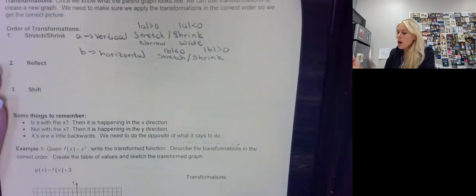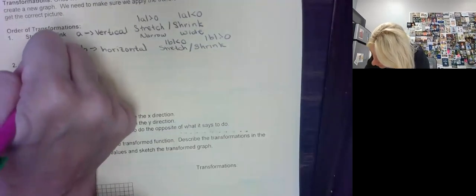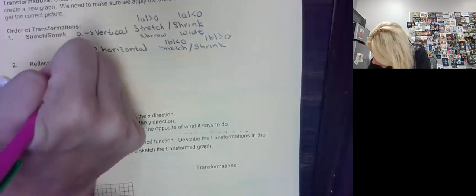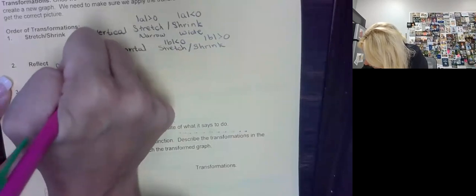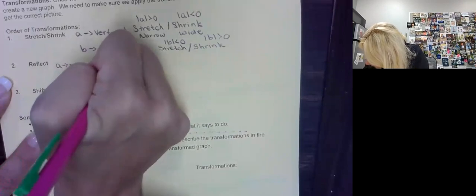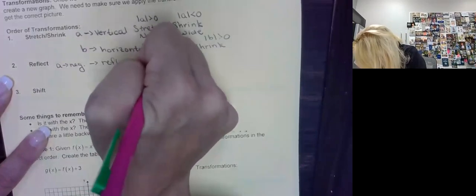Reflection. Well, again, that happens with A and B. So if A is negative, there is a reflection over the X axis.